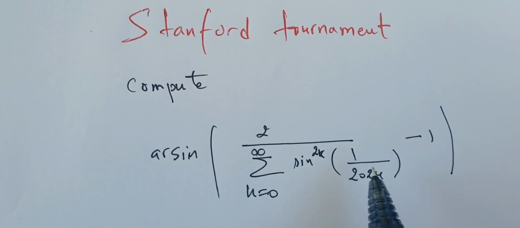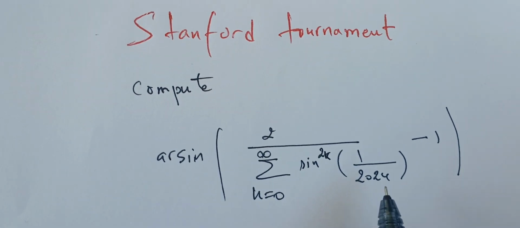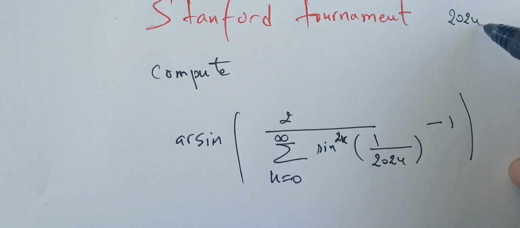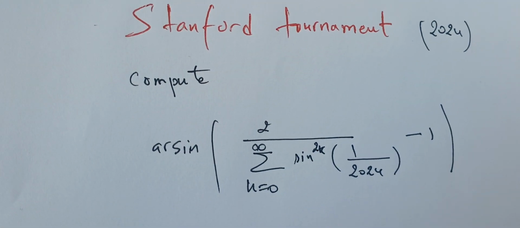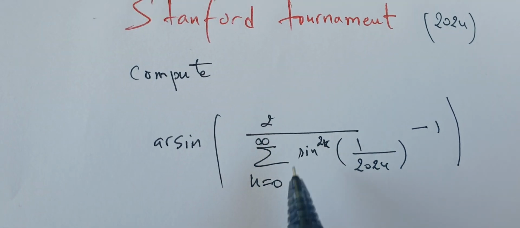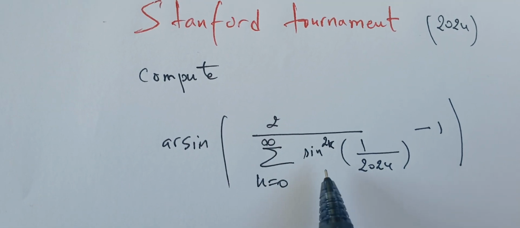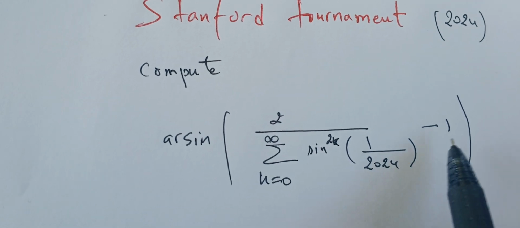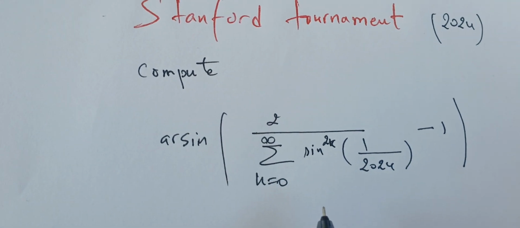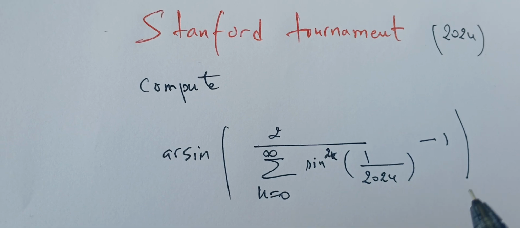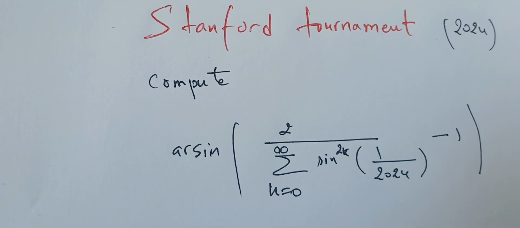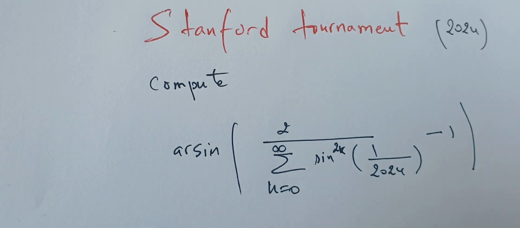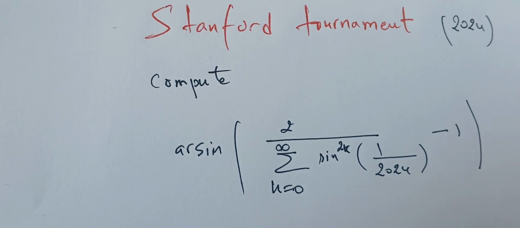In this video, we're gonna solve this Stanford tournament question. Okay, this is from 2024. We want to compute the arcsine of 2 over the sum of this series, sine to the 2k of 1 over 2024, minus 1. These problems contain a lot of information. To compute them, you will have to know a little bit of algebra and calculus, and more than that.